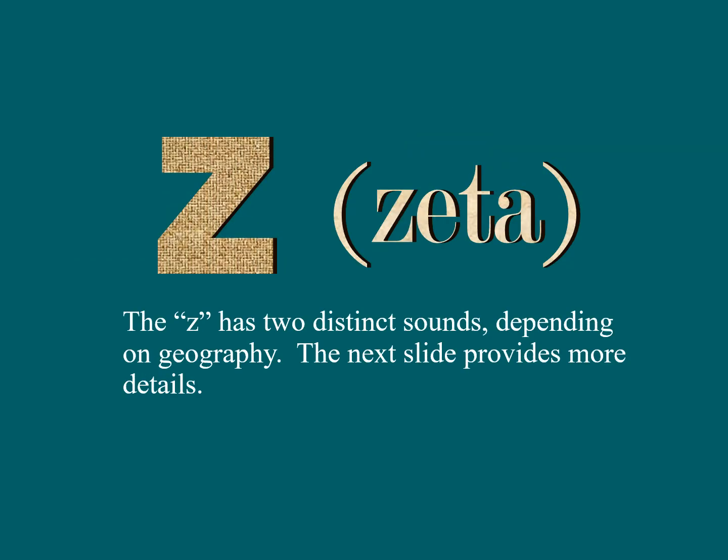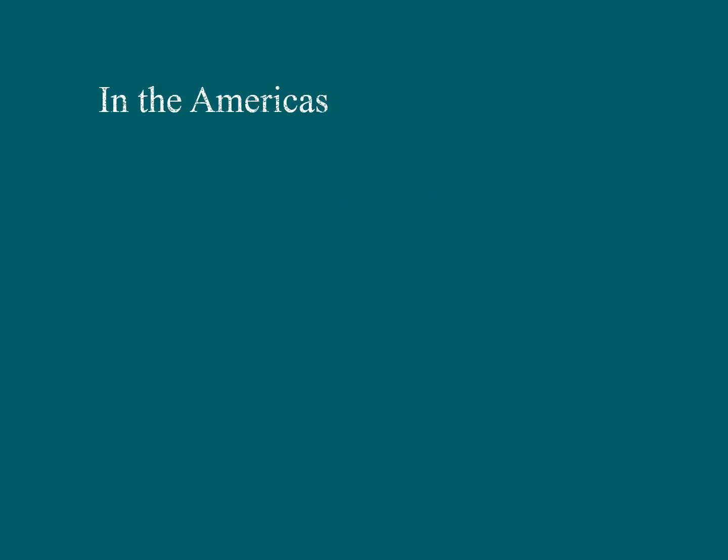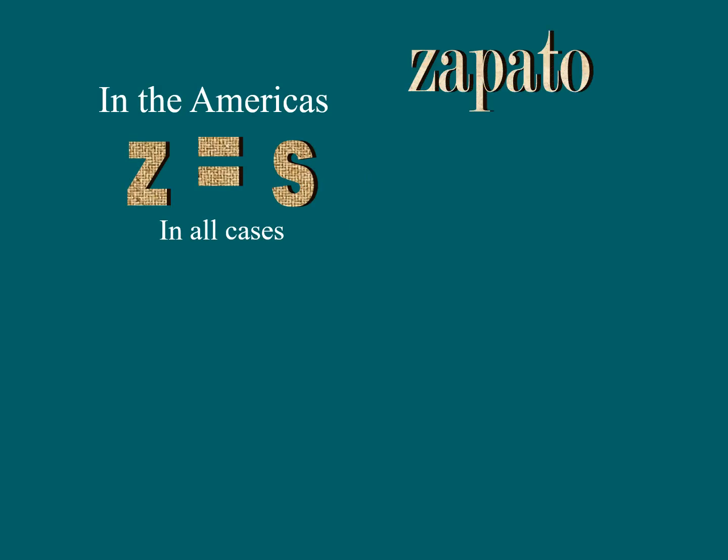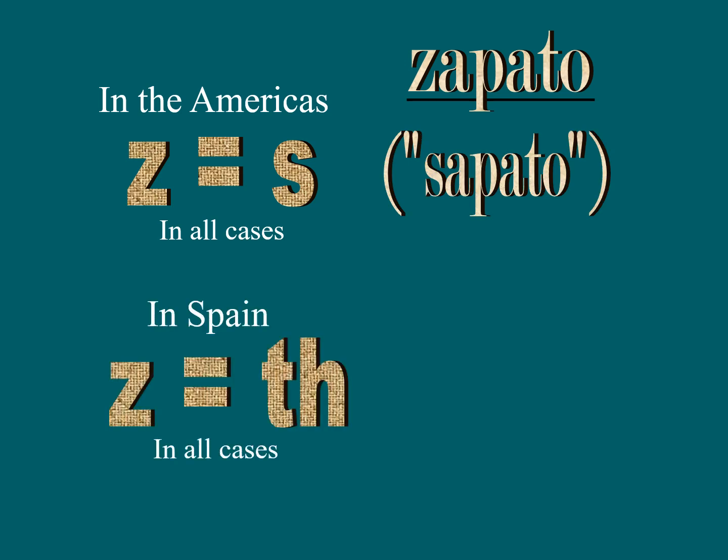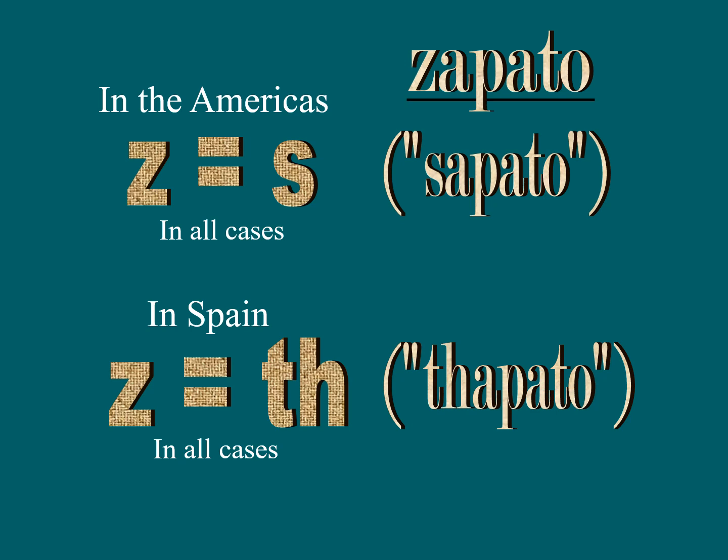Zeta. The Z has two distinct sounds depending on geography. So in the Americas, Z is pronounced as an S in all cases. So zapato. But in Spain, Z is pronounced as a TH in all cases. So zapato.